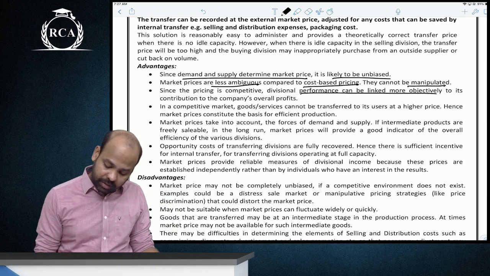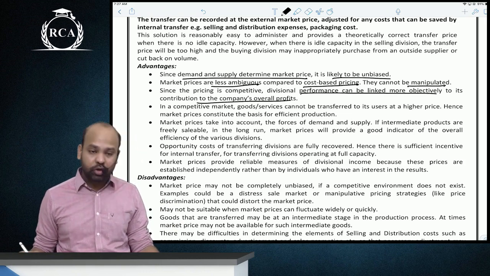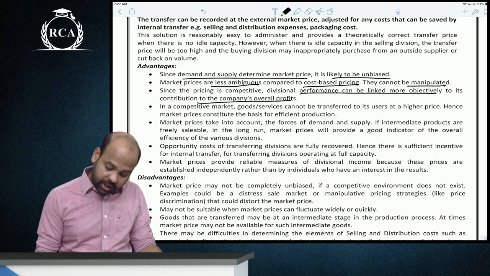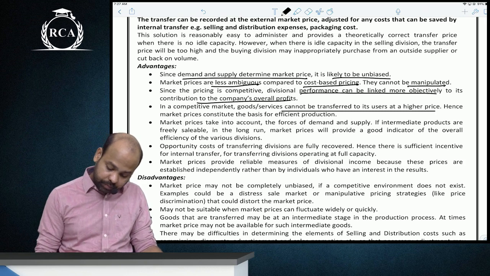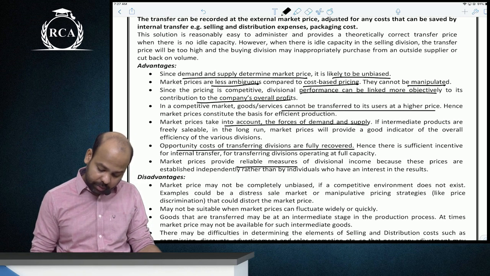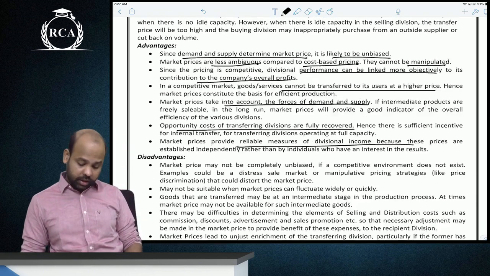Divisional performance can be linked more objectively to its contribution to the company's overall profits. And then, in a competitive market, goods and services cannot be transferred to its users at a higher price. It takes into account demand. Opportunity costs are fully recovered, and they provide reliable measures of divisional income.